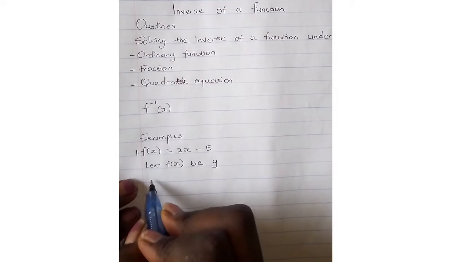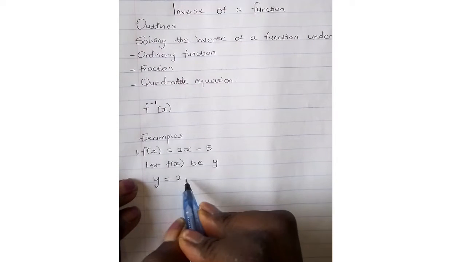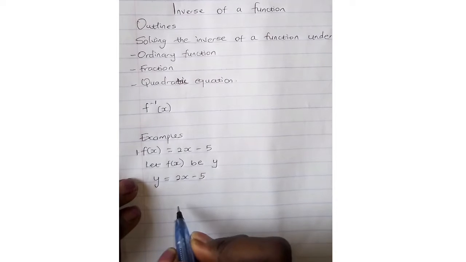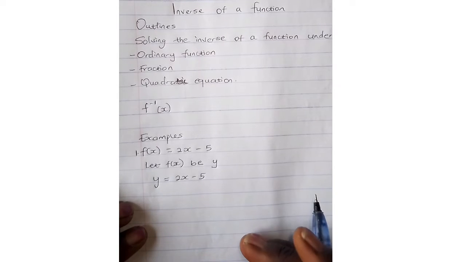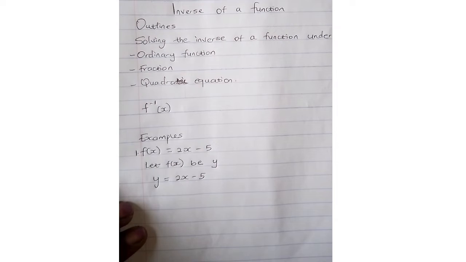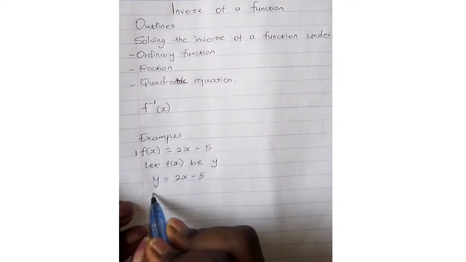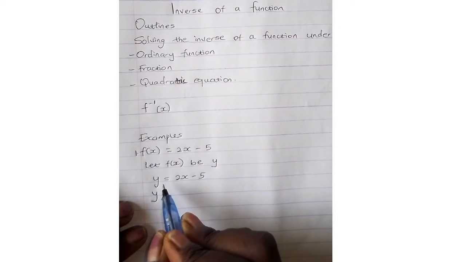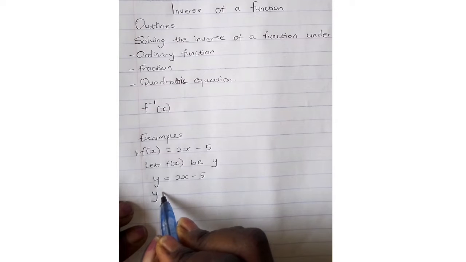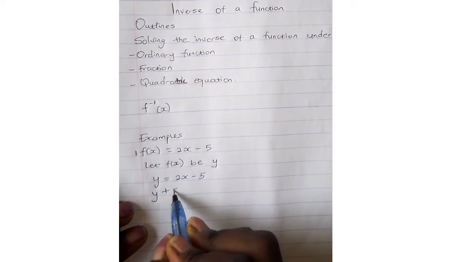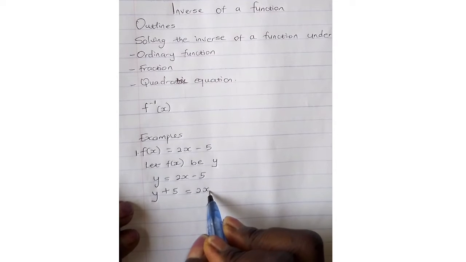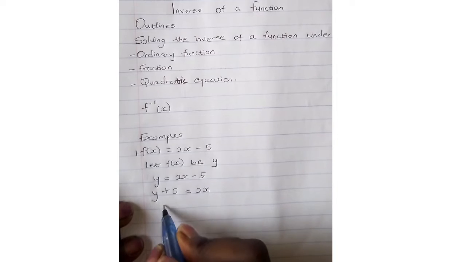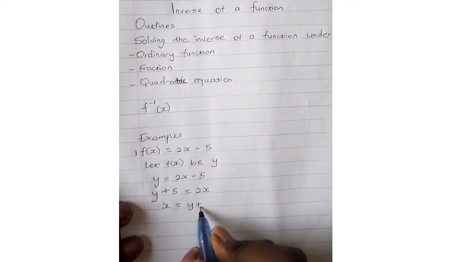That's to say this will become y is equal to 2x minus 5. So we can continue by taking like terms, which is to say x has to stay on its own, then y will be with the number. So here will become y. When a minus sign crosses the equal sign, it changes to plus, so it becomes y plus 5 is equal to 2x. Now making x the subject of the formula, x is equal to y plus 5 over 2.